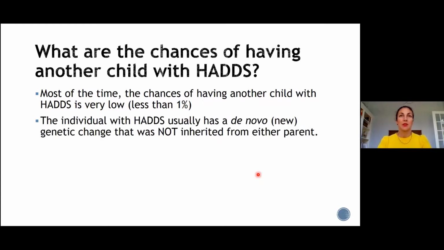The reason for that is that the individual with HADS usually got that spelling change right at the time of conception as a new change, or what we call de novo. This was not inherited from either parent. There is nothing at all that the mom did or did not do during the pregnancy to cause this to happen. There's no way that they would have known that this was going to happen. This change just happened right at conception, so it was not passed on from mom or dad.